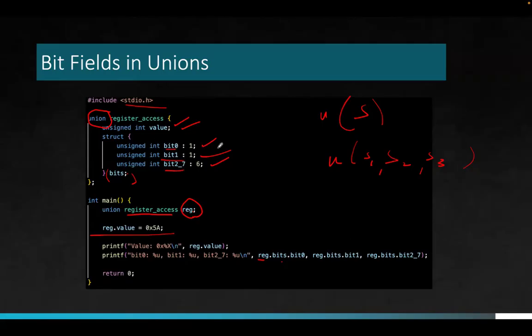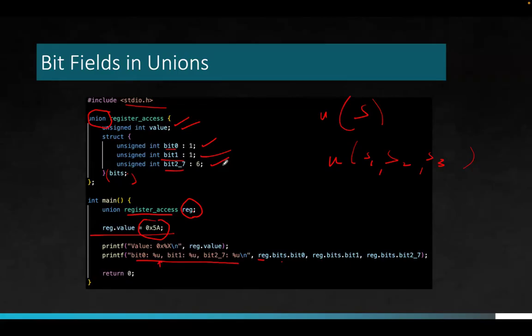This is how you can access one member to another member, from the union to the structure, and from that structure to another structure member. And you can print what the value is for the corresponding data. We have given u because this is a hexadecimal value. That is the reason we have to print in hexadecimal with u.